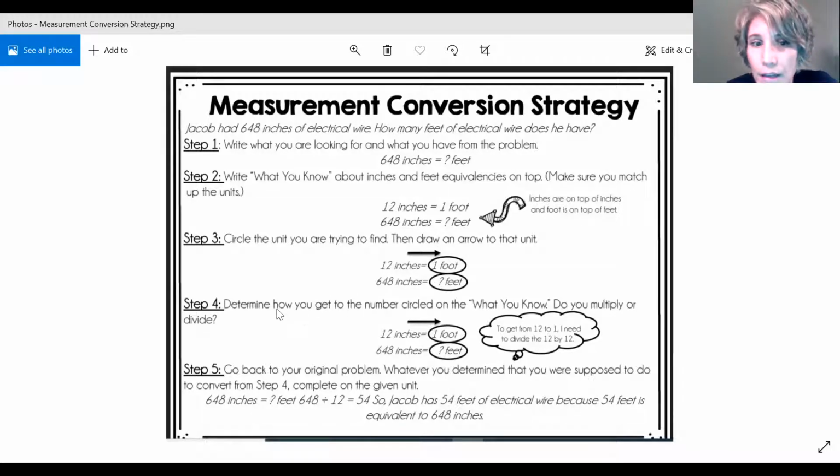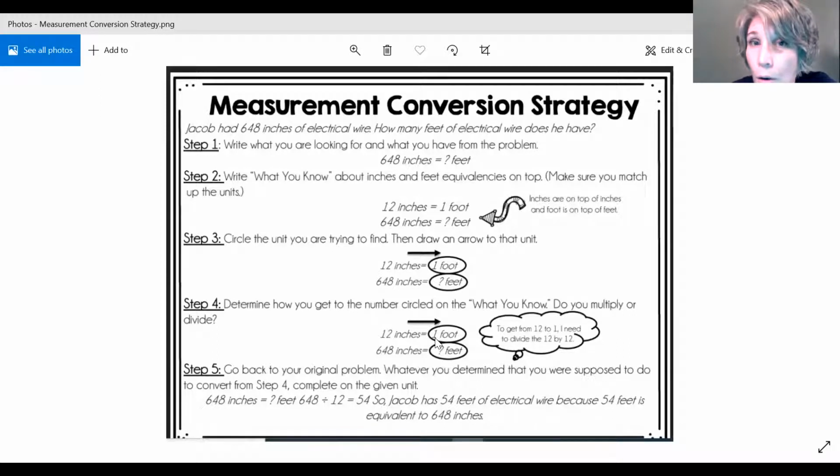Now you just have to look at it. It says determine how you get to that number. So I'm going to look at this number here, 12, and I'm going to look at the number 1. If I go from 12 to 1, is my number getting smaller or bigger? You're right, it's getting smaller because 1 is smaller than 12. So when we are converting units, we're going to either multiply or divide.